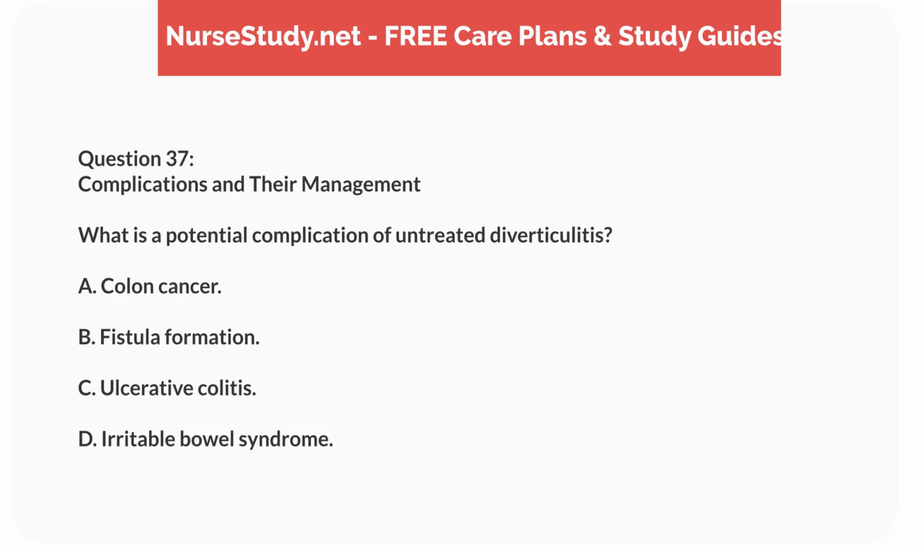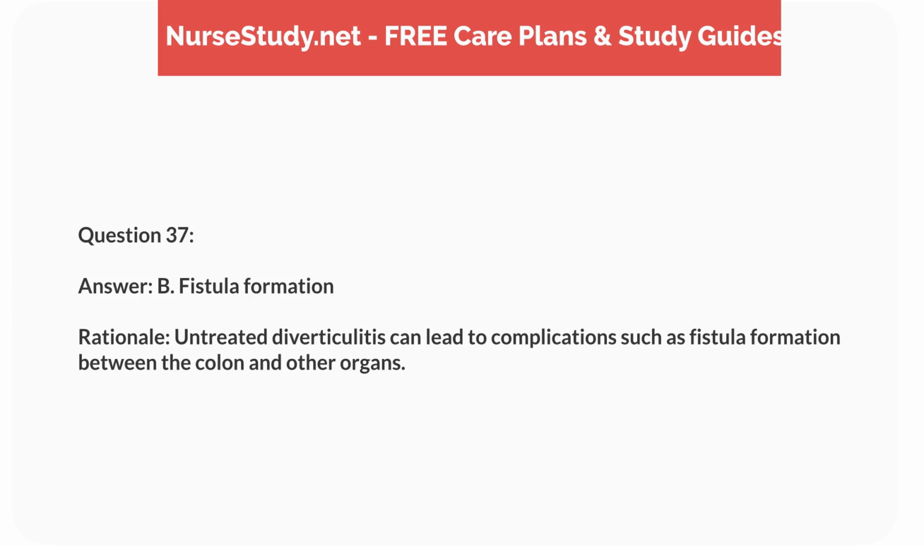Question 37. Complications and their management. What is a potential complication of untreated diverticulitis? A. Colon cancer. B. Fistula formation. C. Ulcerative colitis. D. Irritable bowel syndrome. Answer: B. Fistula formation. Rationale: untreated diverticulitis can lead to complications such as fistula formation between the colon and other organs.